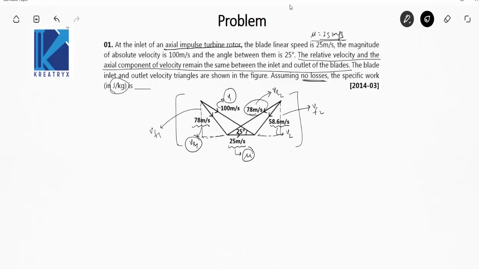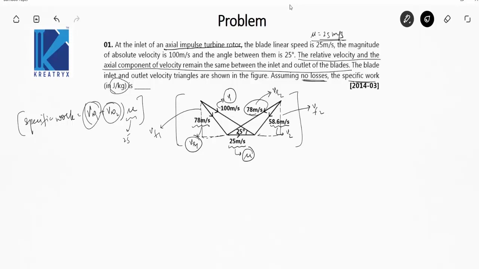We have to find the specific work. The specific work is equal to (vw1 plus vw2) into u. What is vw1? vw1 is the whirl component at inlet and vw2 is the whirl component at the outlet. So this is the formula for specific work. So u is given to us, that is 25 meter per second. What you have to find?